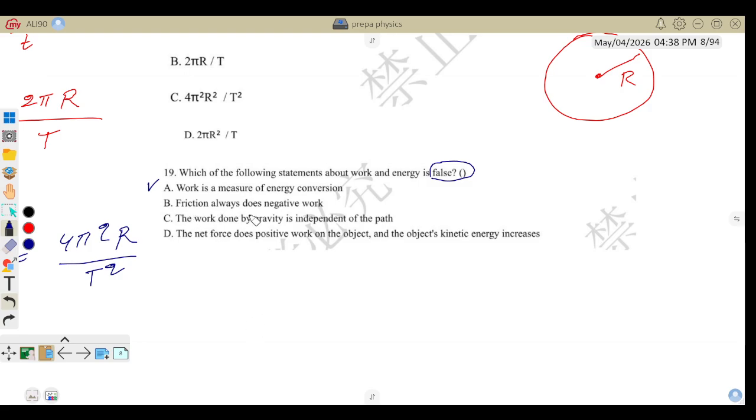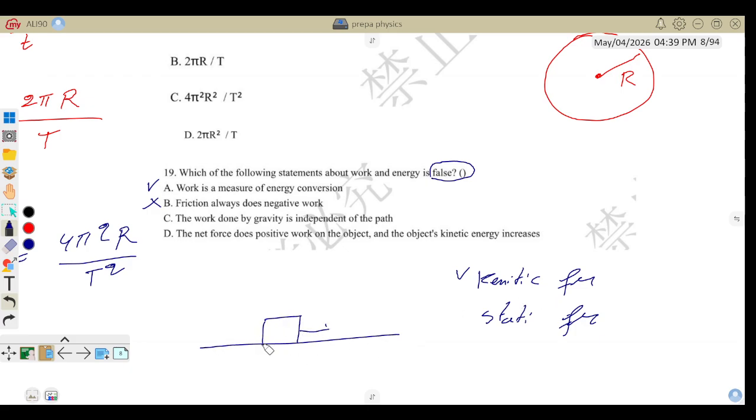For B, we have friction always does negative work. This is not correct actually, because we have two types of friction: what we call kinetic friction and what we call static friction. Kinetic friction is the friction between two objects when one object is sliding over another. If we take a block sliding on a certain surface, there would be friction between the two. That's what we call kinetic friction.